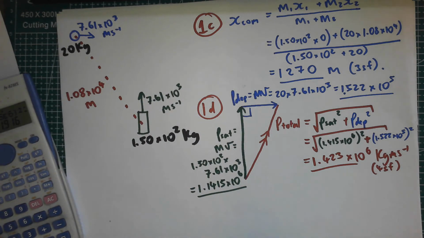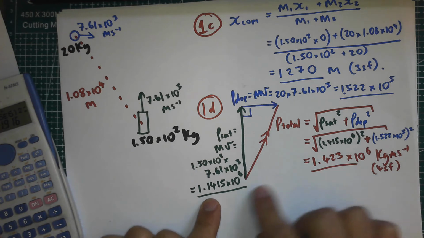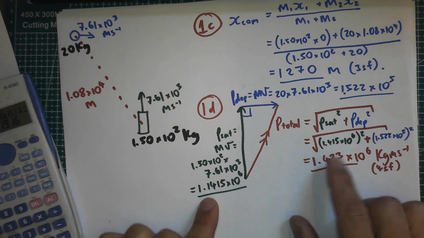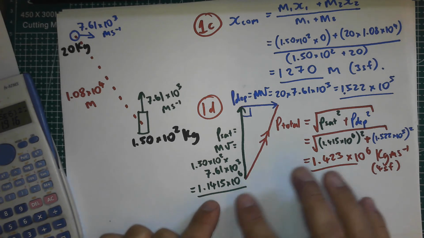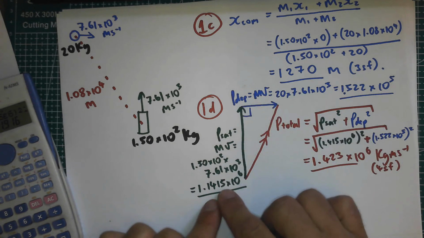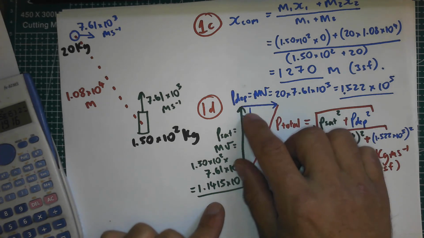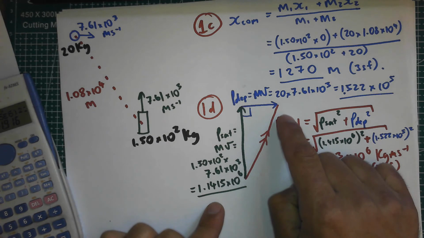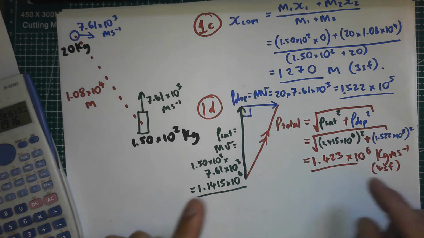Cool. And I'm just going to have a quick look. It's pretty close to this value, but it is bigger. And that's kind of what I'd expect, because this momentum is so much smaller than this one. It's kind of insignificant. But it does make the total momentum slightly bigger than the momentum of the satellite. So this is a good answer.